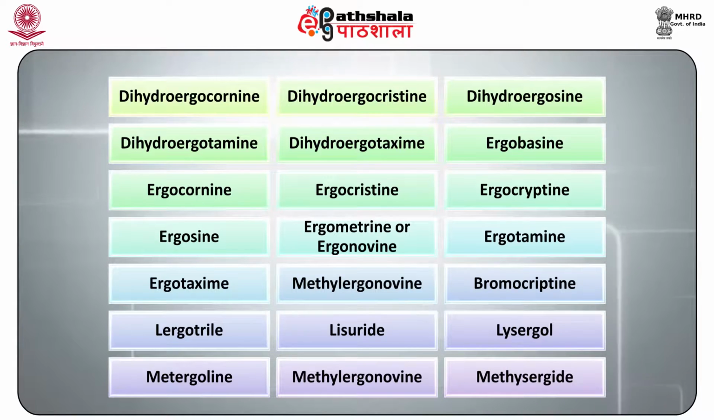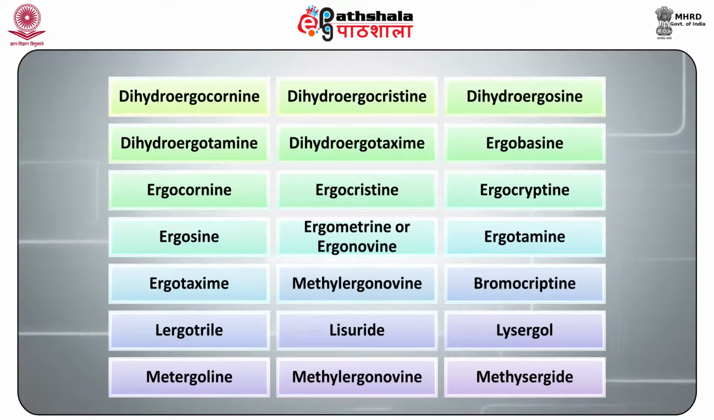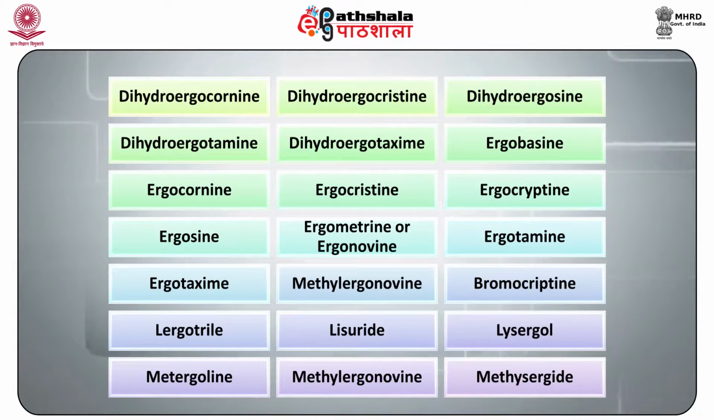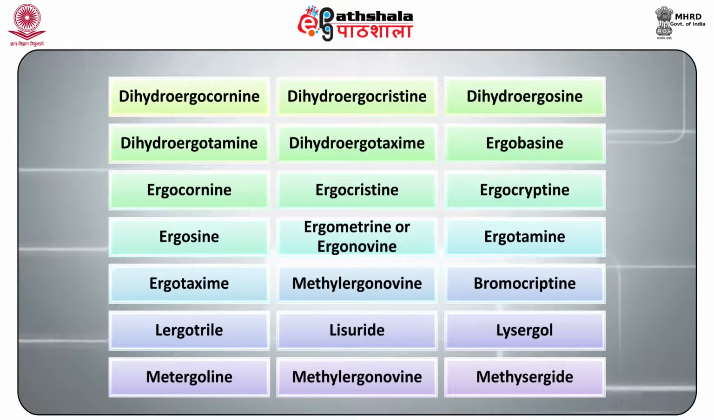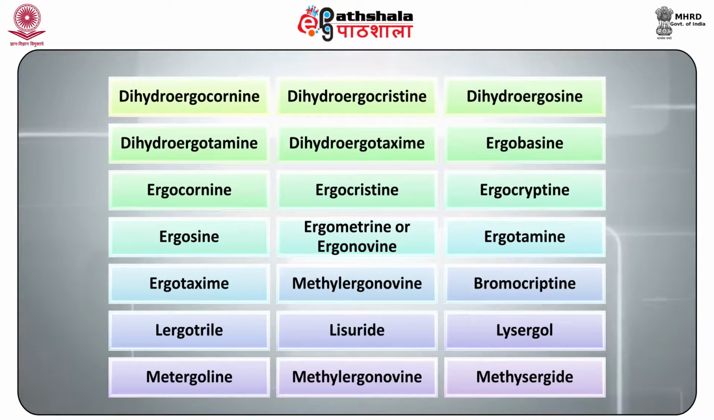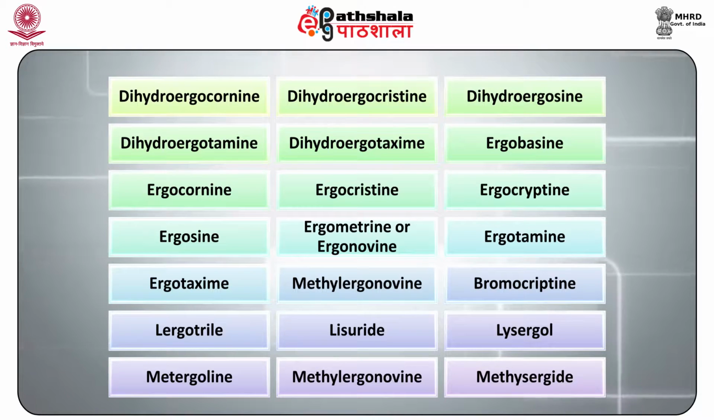Examples of ergot alkaloids include dihydroergocornine, dihydroergocristine, dihydroergocryptine, dihydroergotamine, dihydroergotoxine, ergobasine, ergocornine, ergocristine, ergocryptine, ergosine, ergometrine or ergonovine, ergotamine, ergotoxine, methylergonovine, bromocriptine, lergotrile, lisuride, lysergol, metergoline, methylergometrine and methysergide. All these are derivatives of 6-methylergoline, a tetracyclic compound.